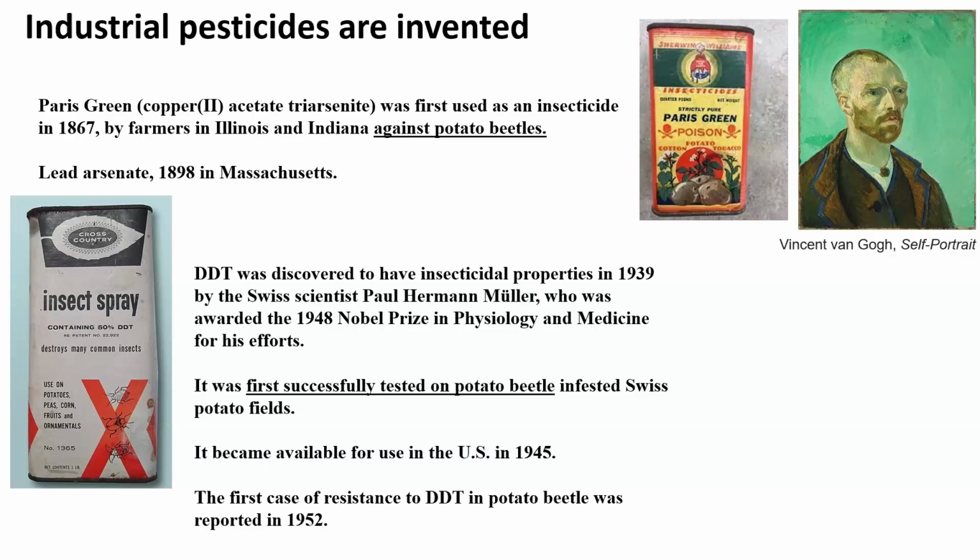They also used lead arsenate and other compounds at the same time. And then later we have, of course, the development of industrialized insecticides like DDT. They came out of the war effort in Germany and other places.